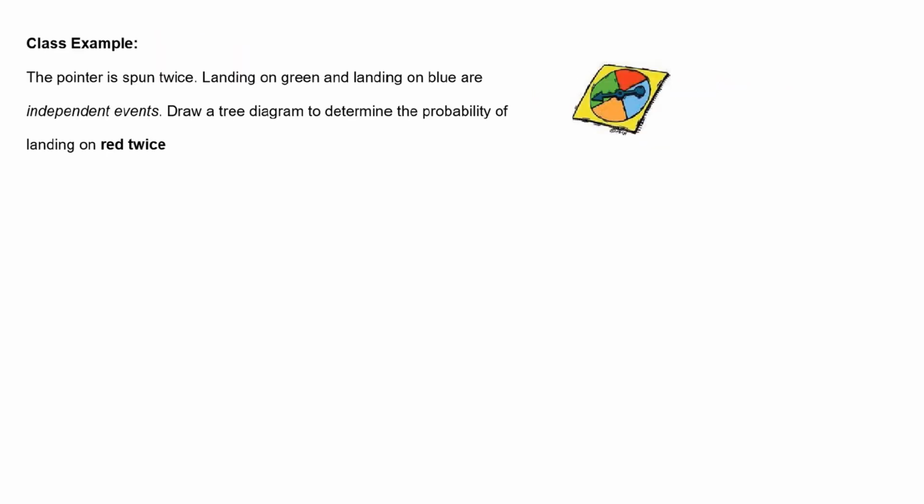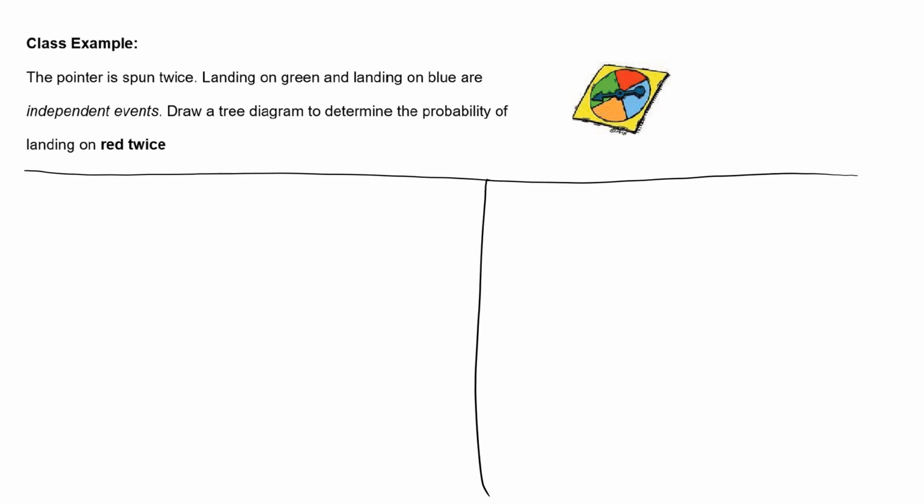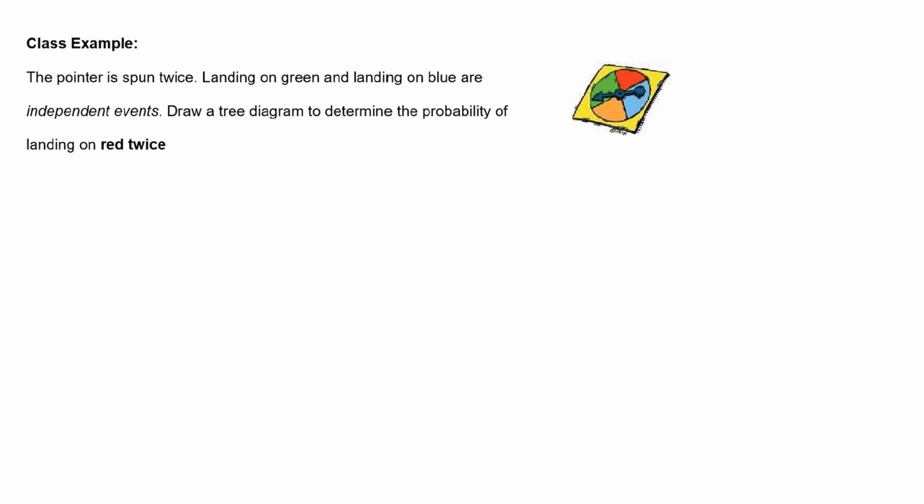So let's look at this. In your booklet, you have a class example, a pointer and a spinner. In this case, the spinner colors are indicated: green, red, orange, and blue. I want you to divide this space into two, like the one that you see on the screen, because on the left side I'm going to use a tree diagram. On the right I'm going to use the table method. It doesn't matter which one you choose.